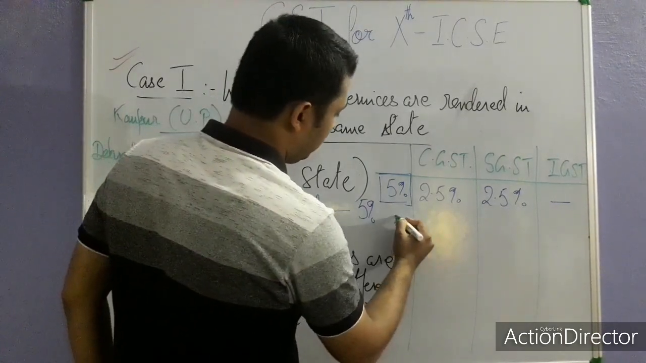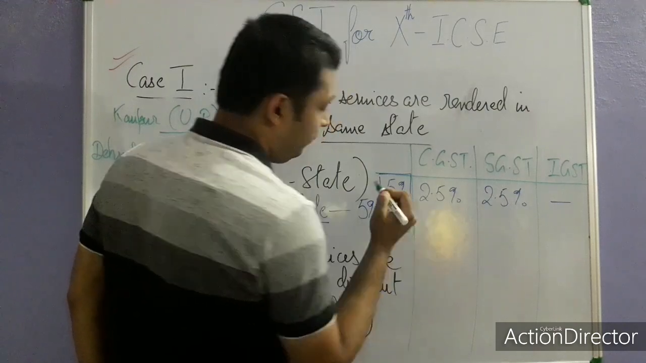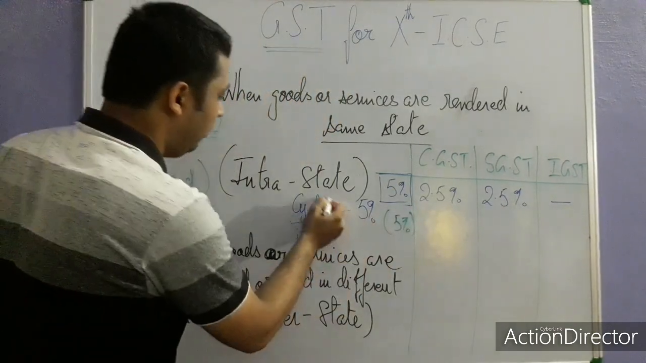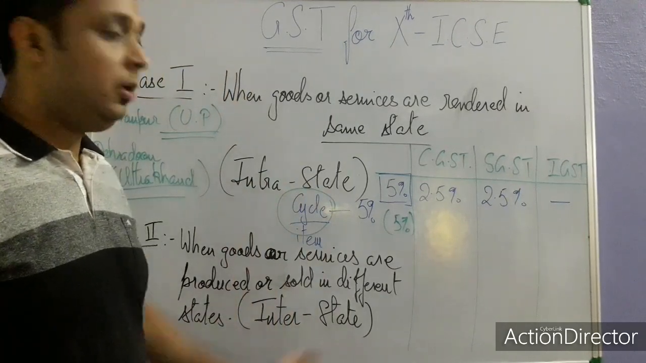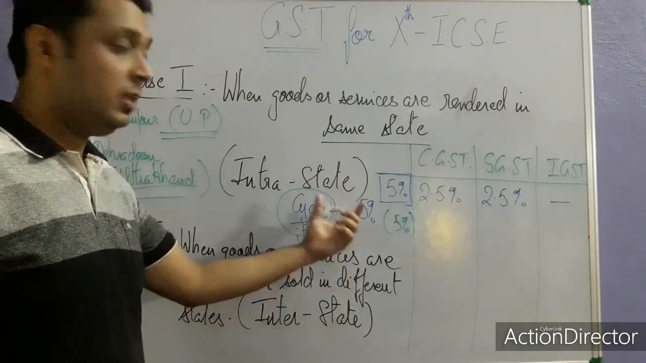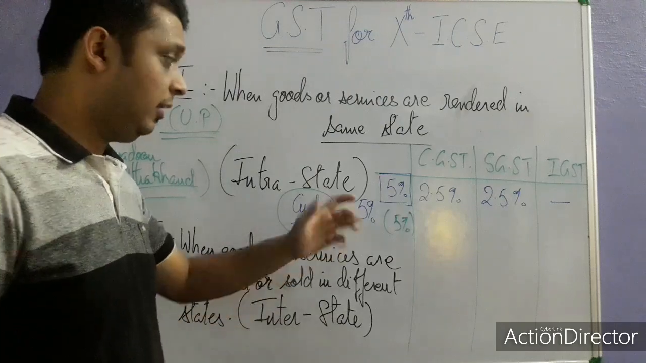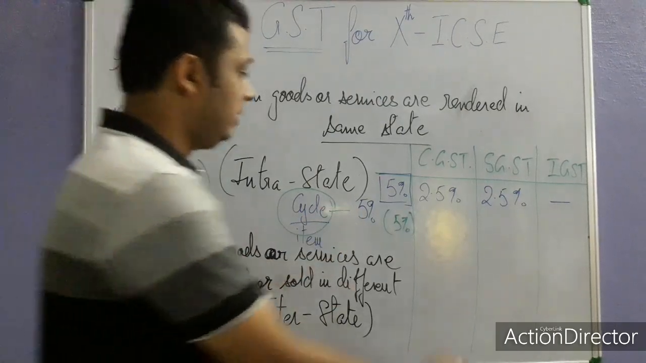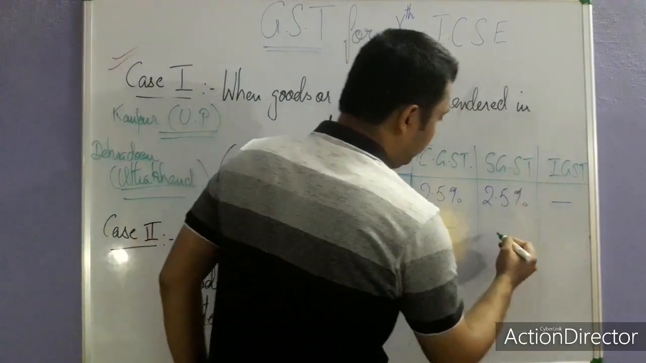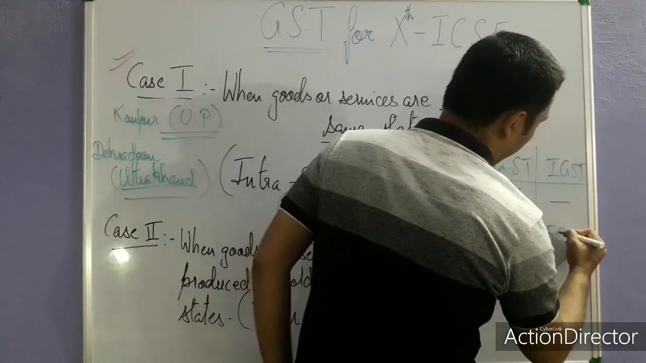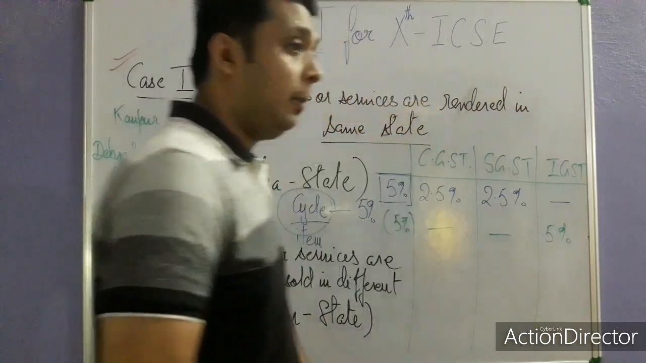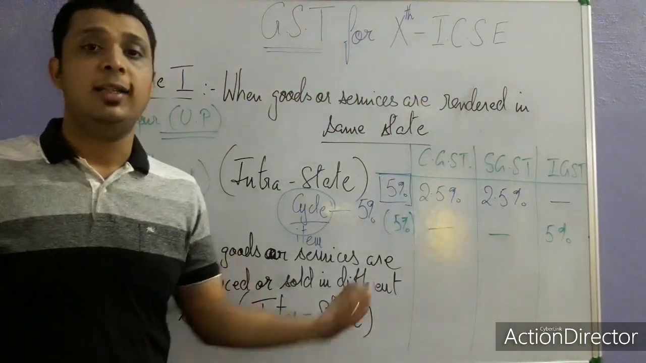This 5% of GST which was levied upon this cycle, what will happen to this 5% which is levied upon the cost price of this cycle? So in the case of interstate, nothing will go here and nothing will go here, and everything will go to the IGST department. Now you might be having a doubt why this is so.